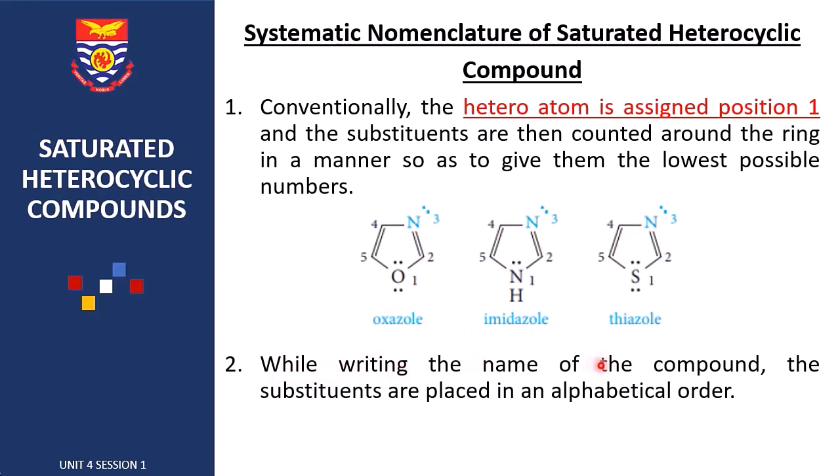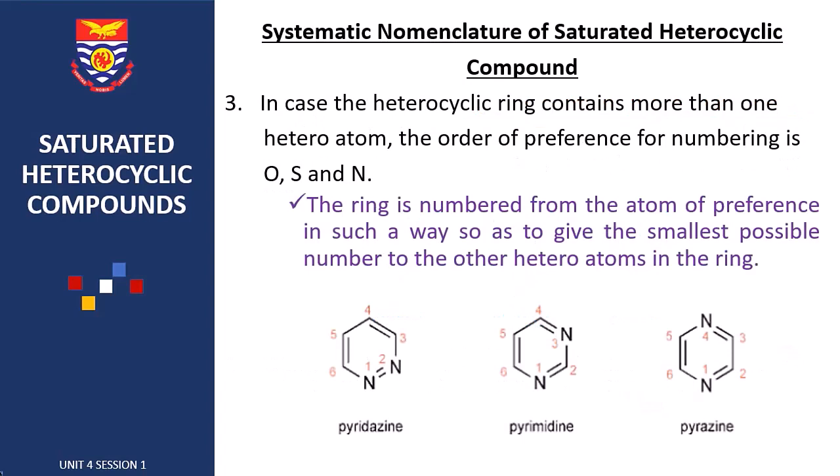While writing the name of the compound, the substituents are placed in alphabetical order. So please don't forget that one as well. The substituents are placed in alphabetical order. Okay, so in the case where the heterocyclic ring contains more than one heteroatom, the order of preference for numbering is O, S, and N. So please take note of that. The ring is numbered from the atom of preference in such a way that it gives the simplest possible numbers to other heteroatoms in the ring.